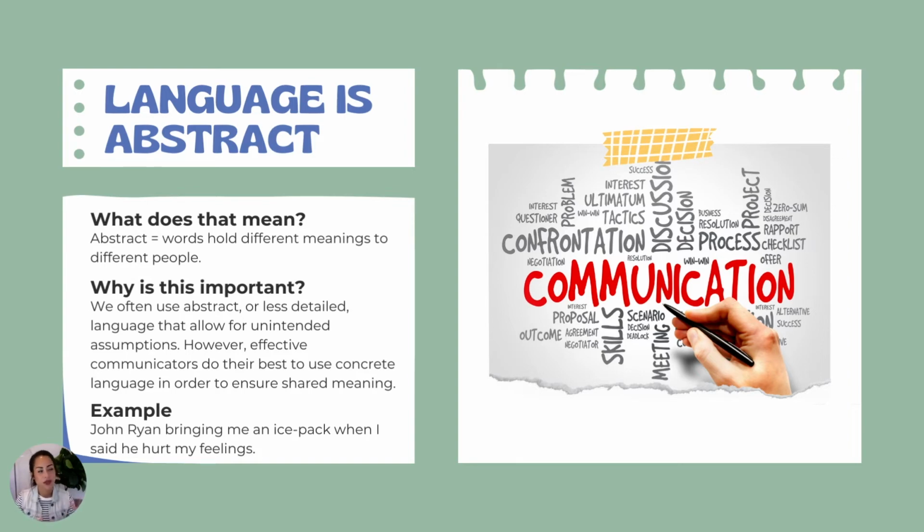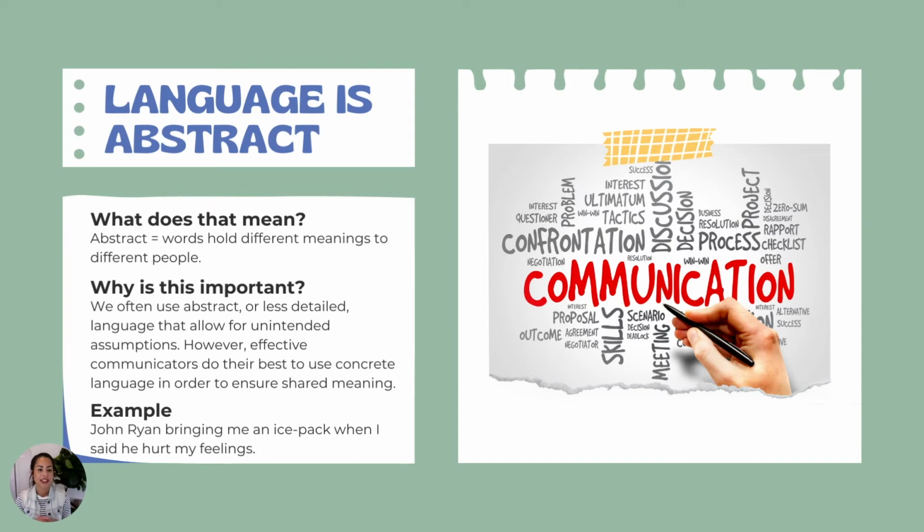Abstract is kind of the opposite of concrete. Effective communicators usually try to use concrete language. Especially with someone who doesn't know me, I might say, oh yeah, I have a black cat named Salem. He's my pet. That would be using concrete language versus just saying I have a pet. So why is this important? We often use abstract or less detailed language that allows for unintended assumptions. However, effective communicators do their best to use concrete language in order to ensure shared meaning.